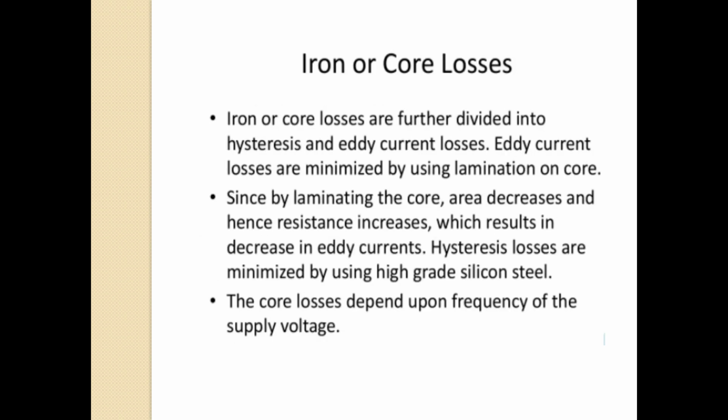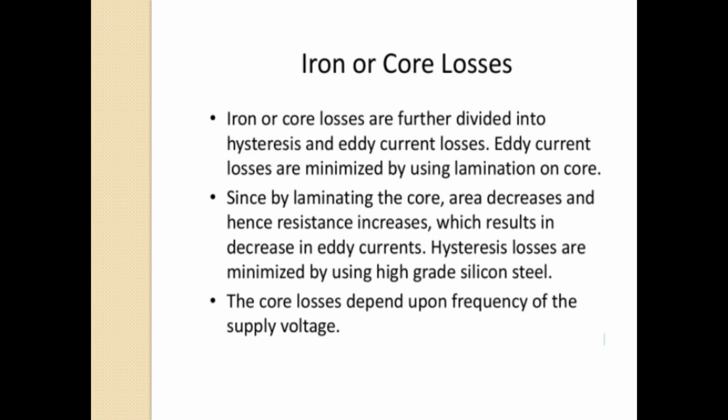Iron or core losses. Magnetic losses are also called core losses or iron losses. These losses occur in the stator core and rotor core because of the rotating magnetic field. There are two types of core losses: one is eddy current losses and another one is hysteresis losses.